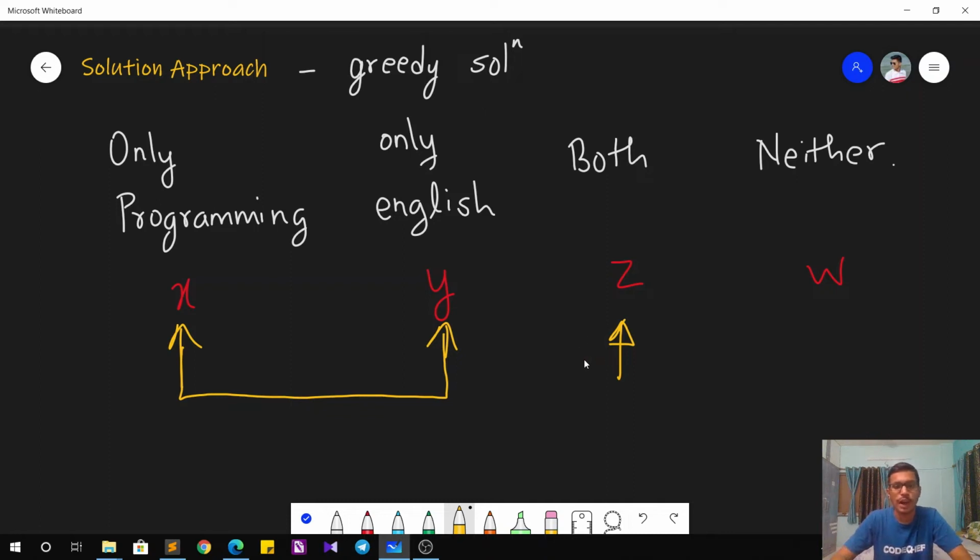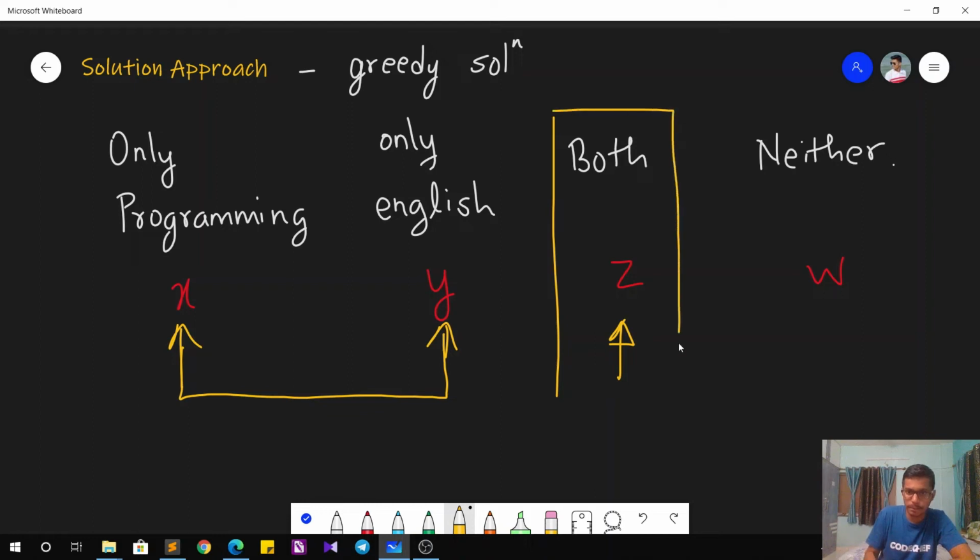Okay, so either the pair will consist of both only programming and only English people, or it will contain at least one person who knows both programming and English. So if this is the pairing going to take place, then definitely we will save the people knowing both English and programming for the later calculations. Why? Because it does not matter whom we pair them with. So first we will handle the pairings on the left hand side, that is these ones.